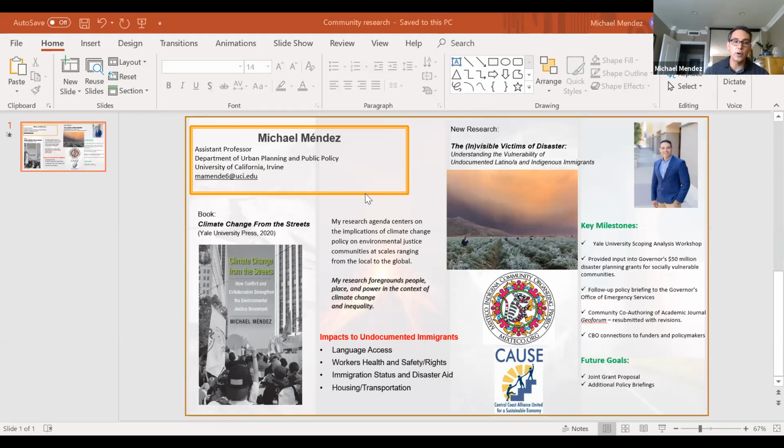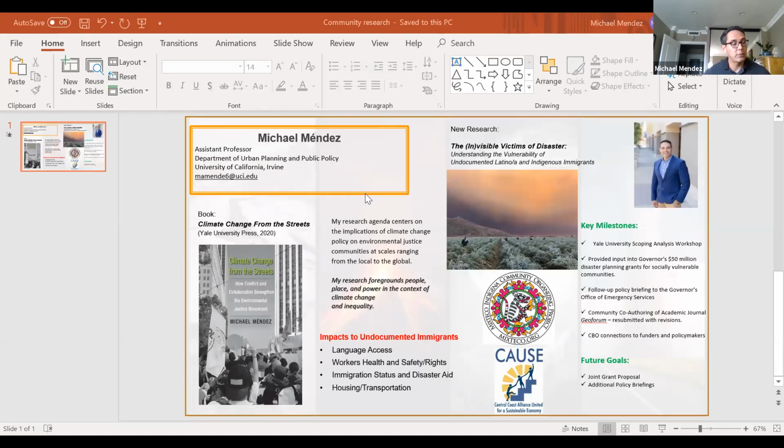And the lessons learned from the Thomas wildfire are informing COVID-19 guidance and assistance for farm workers in the fields in Santa Barbara and the Central Coast area. And then another final milestone is that we help provide these community organizations with connections to philanthropic organizations, and specifically to funders for different forms of policy action.